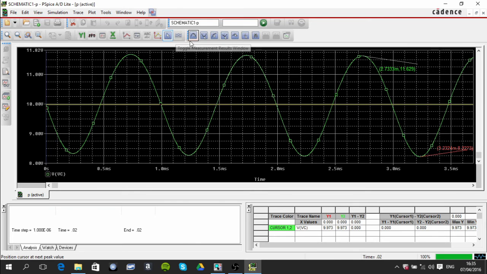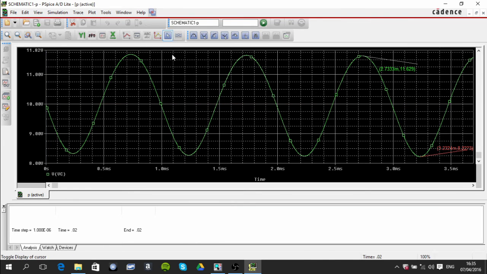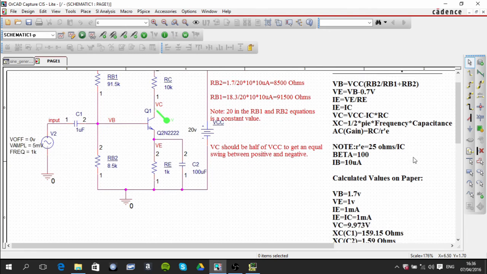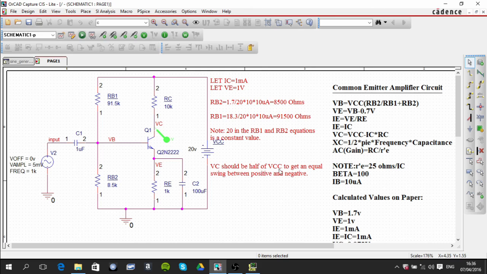That's pretty much all you need to know there. The only thing I've left out is that usually you'd have a second coupling capacitor of the same value here, just to block any of the DC from affecting our signal. But that's it. That's pretty much all you need to know about that.